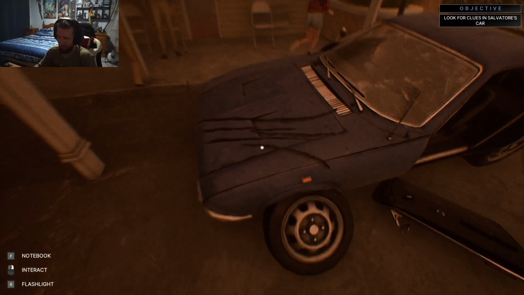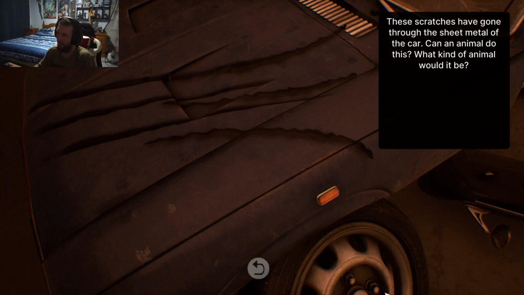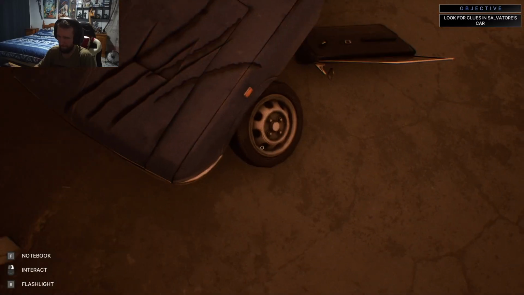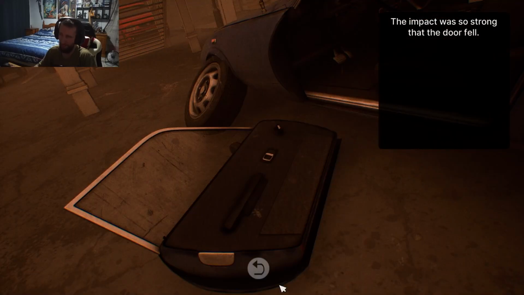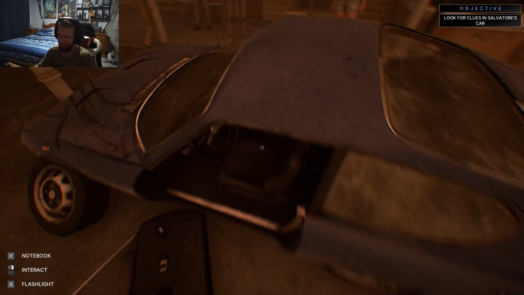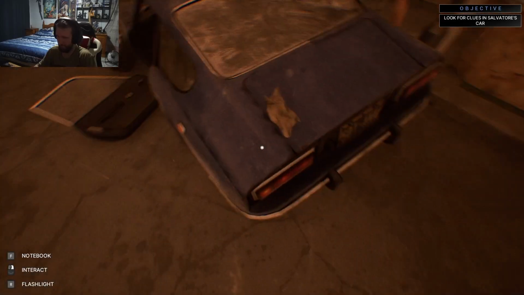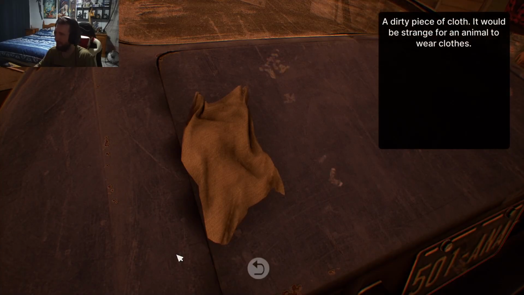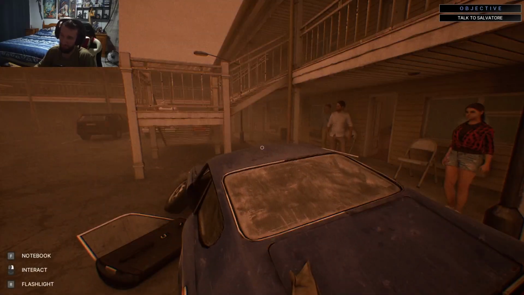And also this looks like claw marks on it. There are scratches through the metal of the car. Can an animal do this? What kind of animal would it be? Yeah, for it to also rip off the car door. The impact was so strong that the door fell off. Like a rag thing. Dirty piece of cloth. It would be strange for an animal to wear clothes. That makes sense.